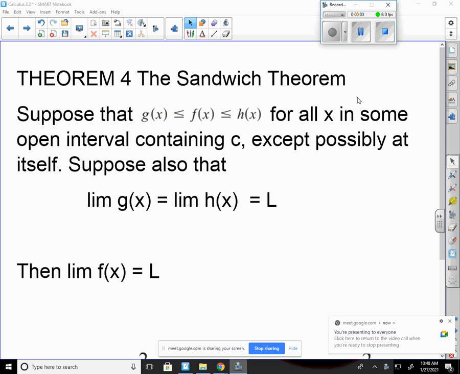Okay, I'm going to pick up where we left off yesterday. Theorem 4, the sandwich theorem.